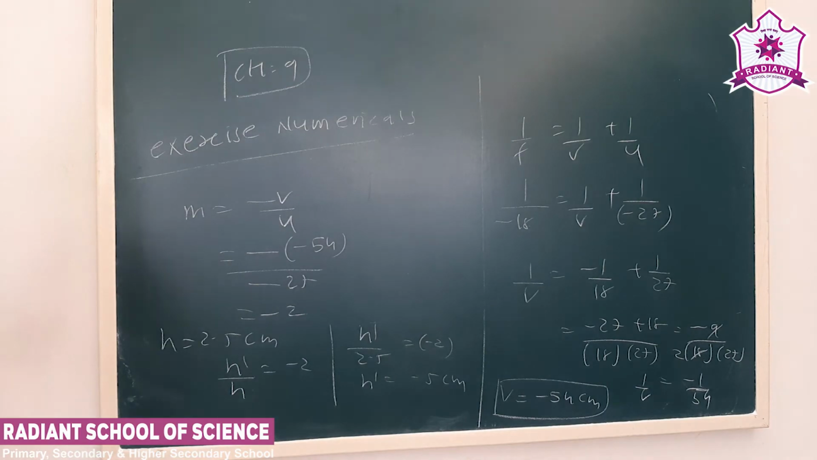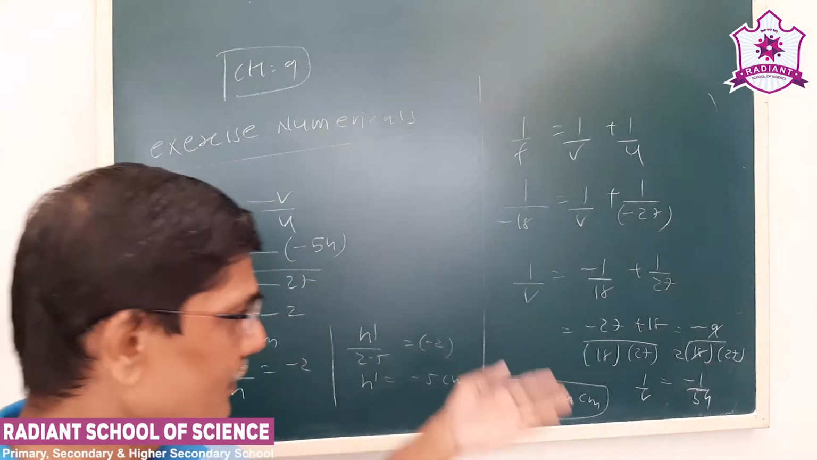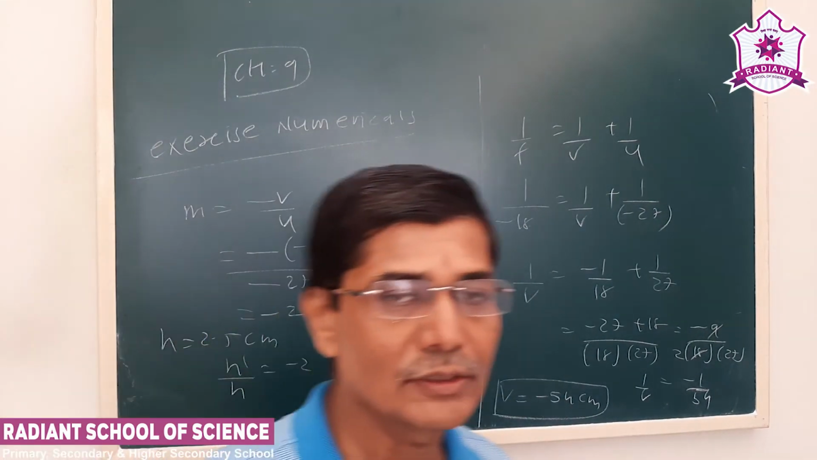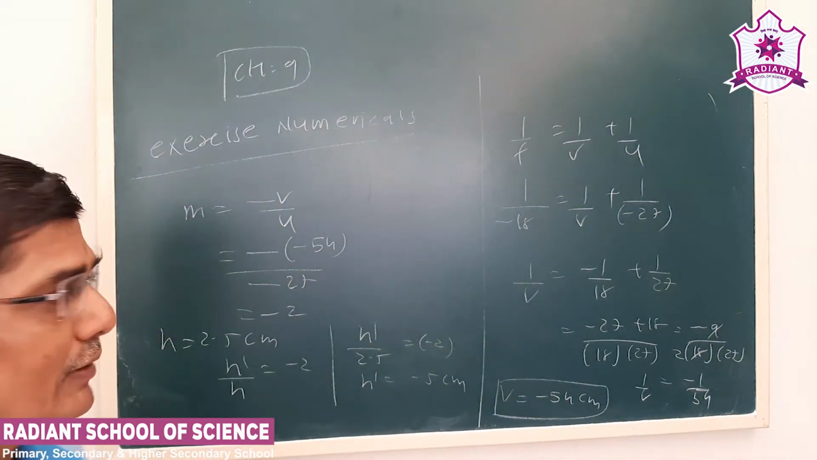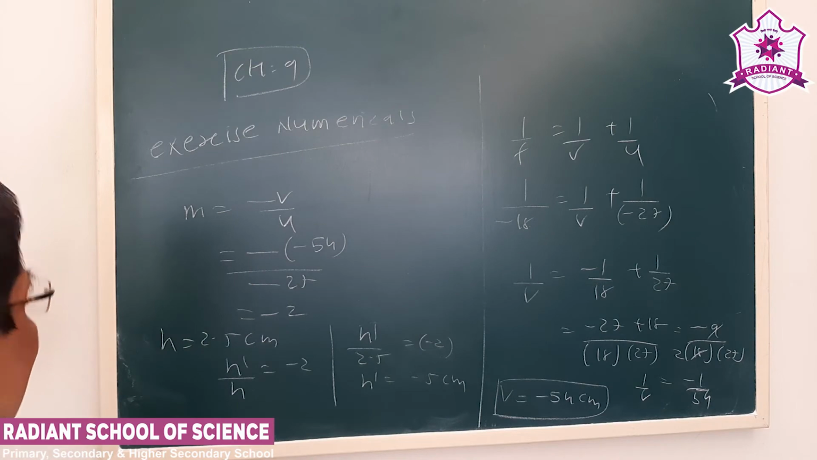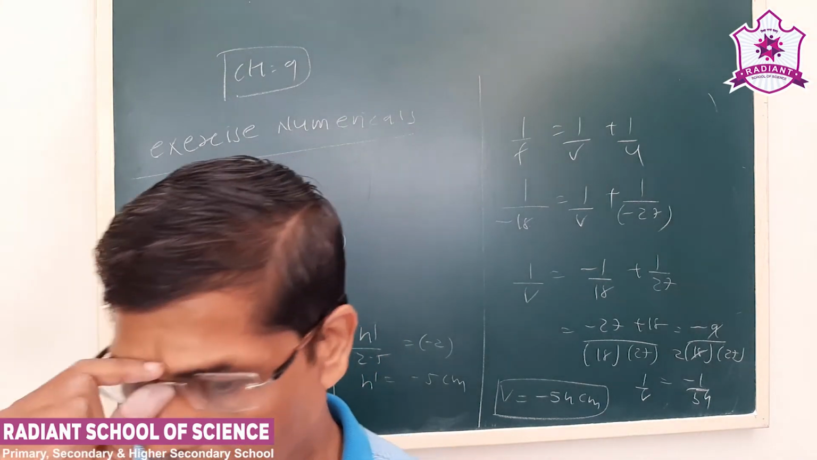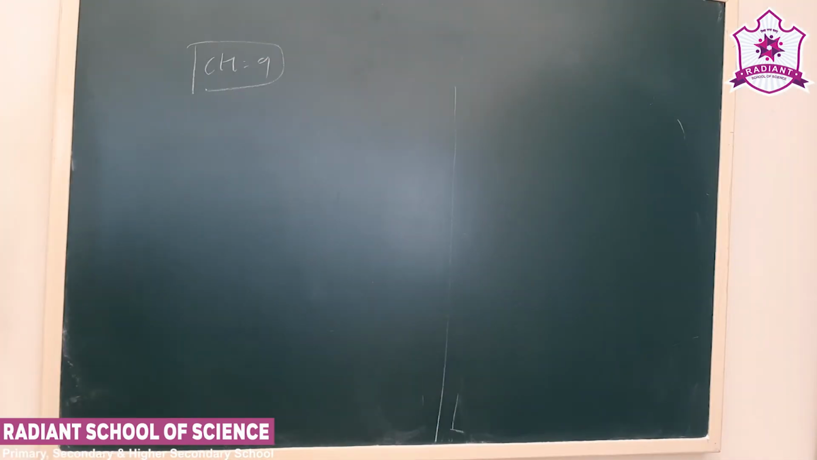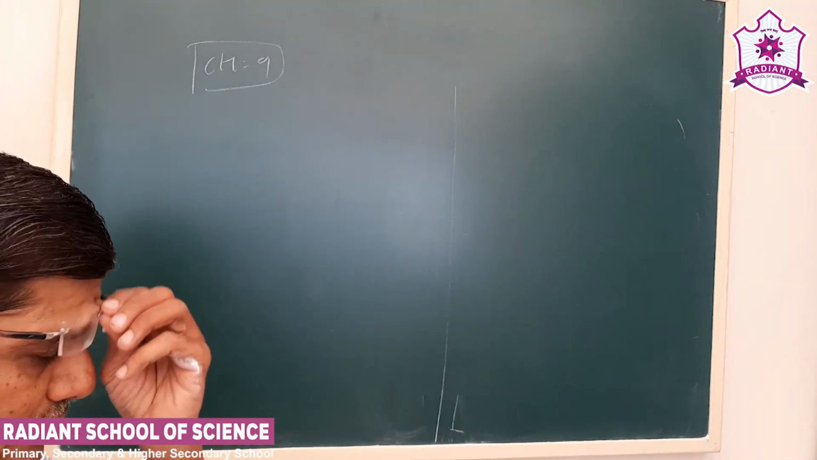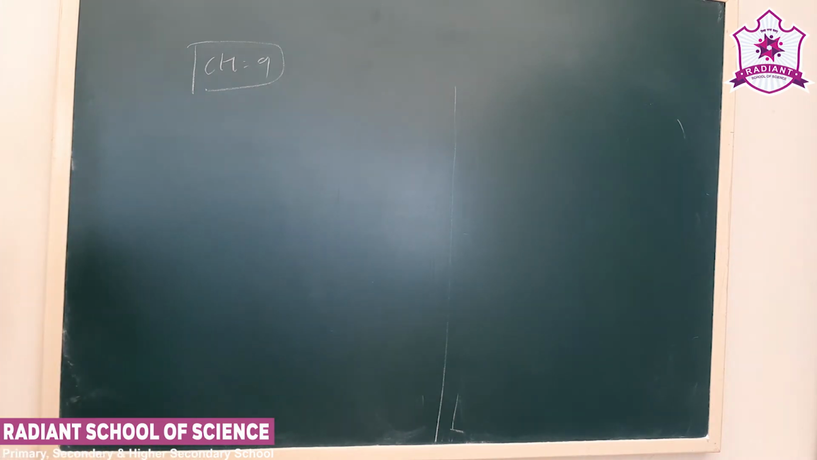Okay, now see, again the magnification is negative, that shows a real and inverted image is formed. Okay, and the height of the image will be 5 centimeter. So this is about our exercise sum number 9.1. Now see, next is exercise sum number 9.3.